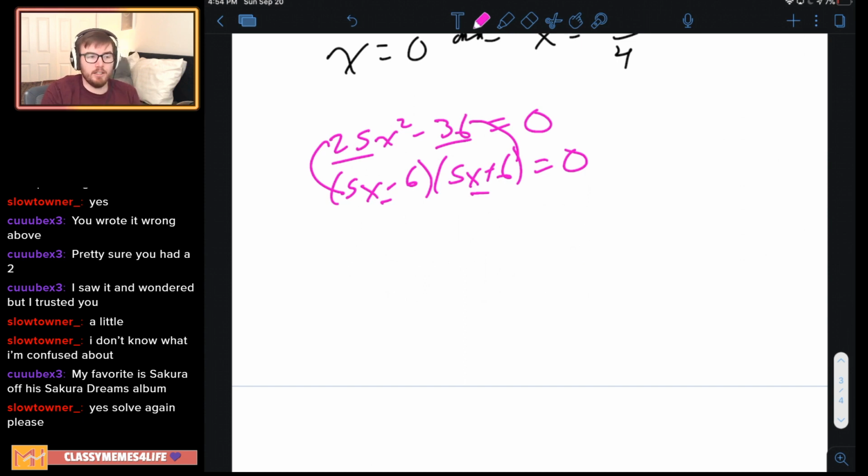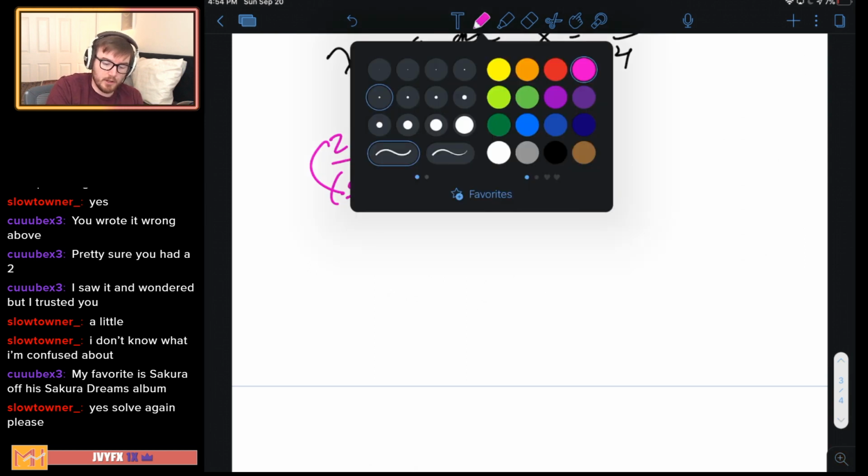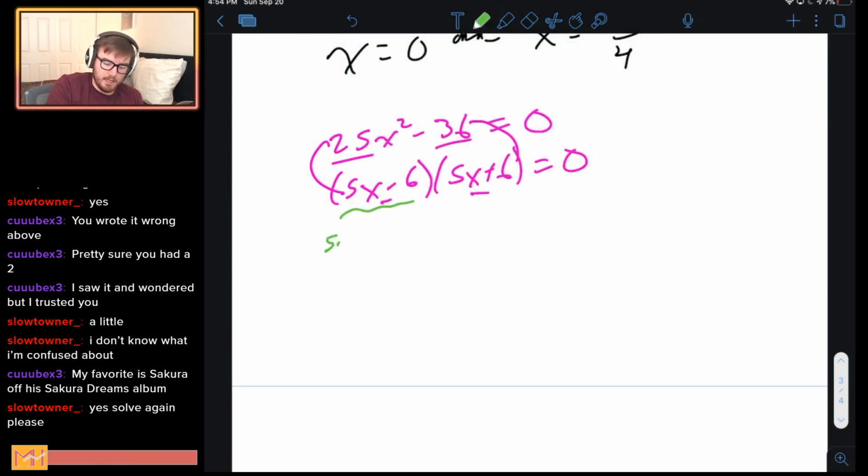So I immediately know 5x minus 6, 5x plus 6. And how do I solve these? I'll solve this one a little bit slower. Set your factor equal to 0.